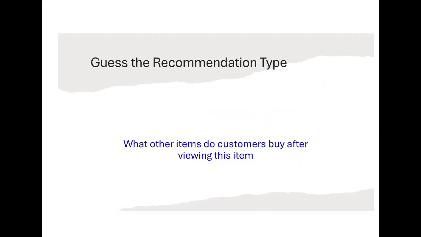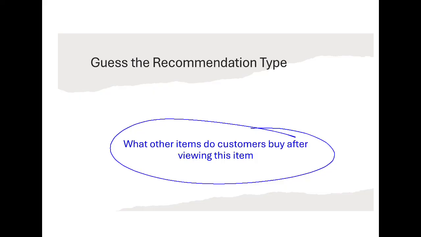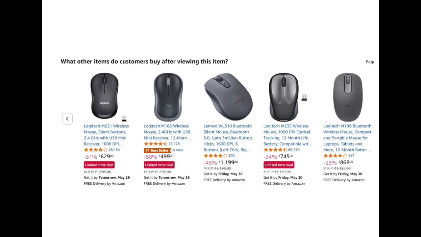What other items do customers buy after viewing this item? Substitute. He has not bought the item yet, he is just viewing the item. Right? So in this case, I was at the mouse page and it was showing me mice. So it's a substitute.